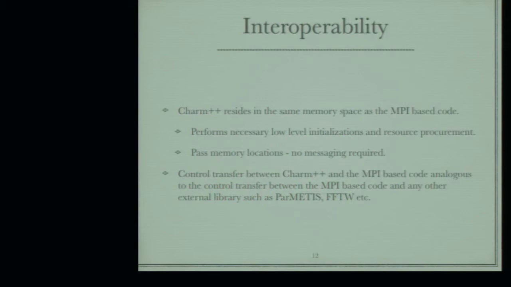CHARM++ in this case resides in the same memory space as MPI. It will perform its necessary initializations and resource procurement, but nothing beyond that. So you can just pass your memory locations as they are without incurring any message cost or anything of that sort when you are making a CHARM++ call. The control transfer between CHARM++ and MPI will be very similar to what happens if you call something like a ParMETIS call or an FFTW call from your MPI code. It's a function call basically. So Charm is also being treated like a library where the control transfers to Charm and comes back.